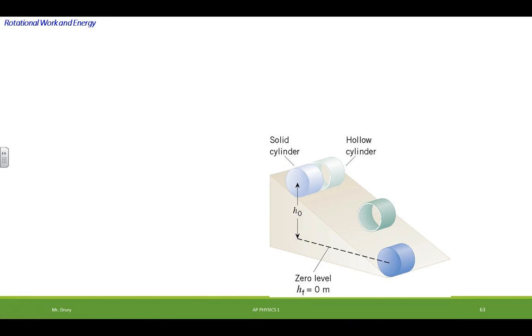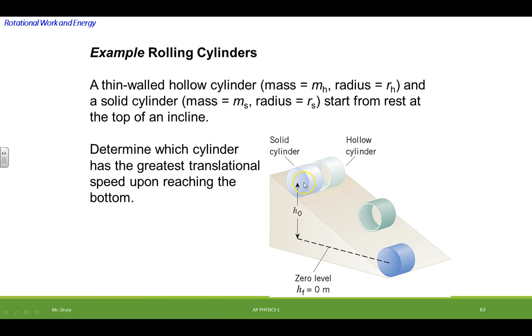Alright, so let's try a little conceptual problem. You have a solid cylinder and a hollow cylinder. They both have mass and a radius, and they start at the same exact height, so they'll have potential energy on top, and they'll roll down. They'll have energy on the bottom. They'll have translational kinetic energy and rotational kinetic energy when they reach the bottom. So we would like to know which one will have the greatest translational speed upon reaching the bottom.